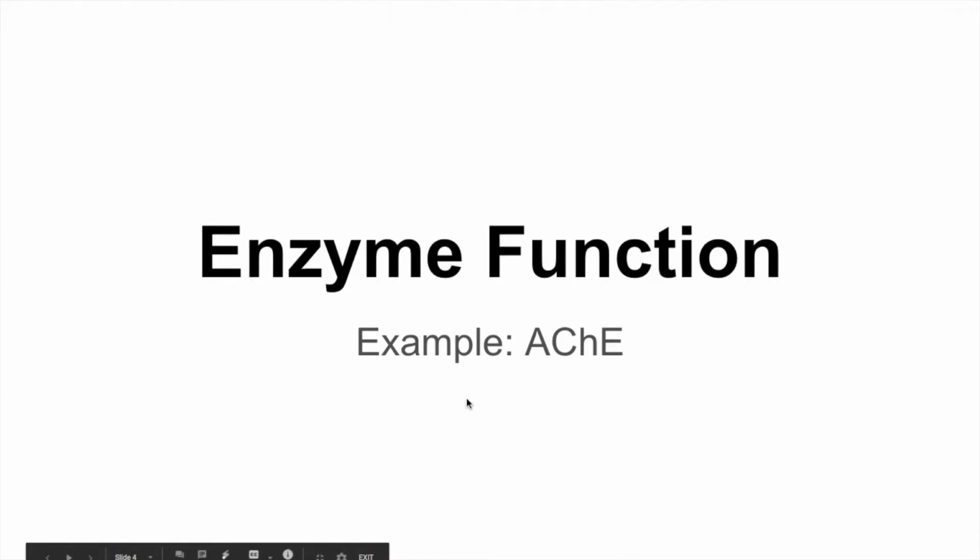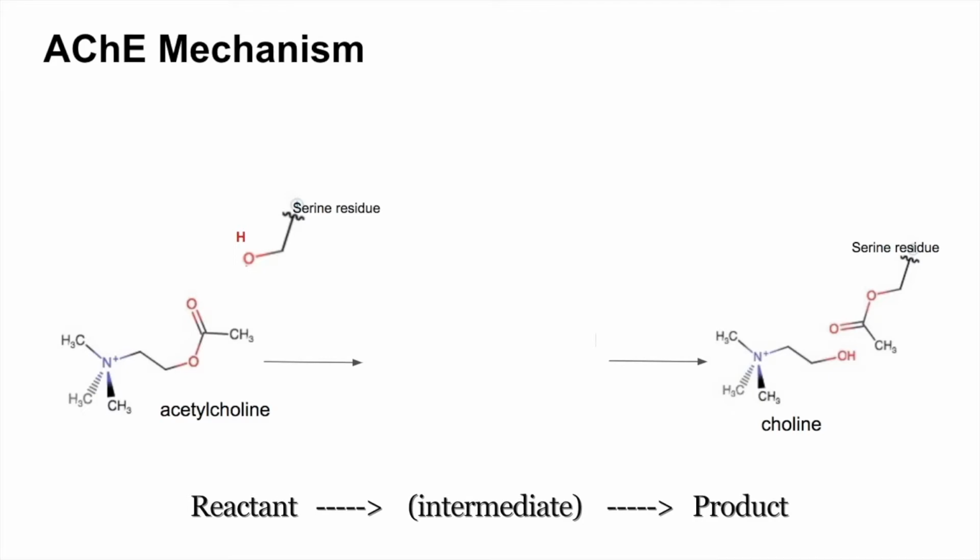In this video, I'm going to show an example of enzyme function looking at acetylcholinesterase, the enzyme that catalyzes the acetylcholine reaction into choline. So first, let's look at the reaction without the intermediates. As you can see, we have acetylcholine on the left and the serine residue that it would bind to in its enzyme on the right.